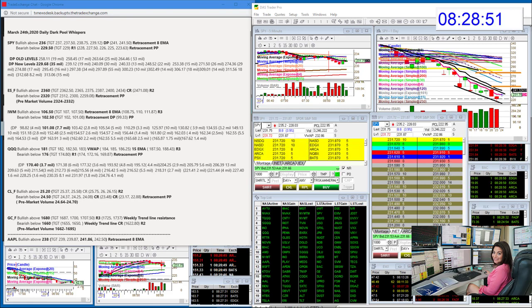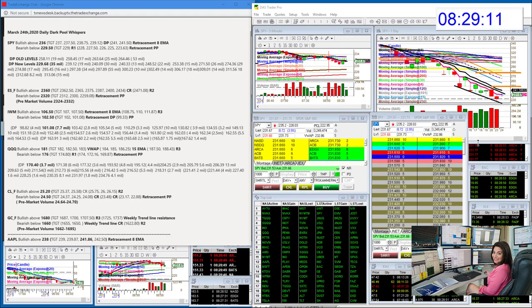We're going to start with the SPY as usual. We had a massive dark pool level yesterday, 229.68. That's very, very big. 229.68, 35 million. We are going to watch this level like a hawk today. So I'm going to be bullish above 236.